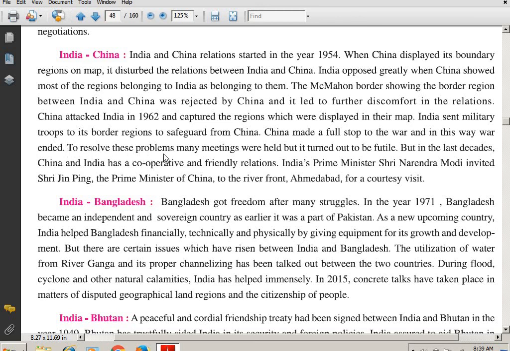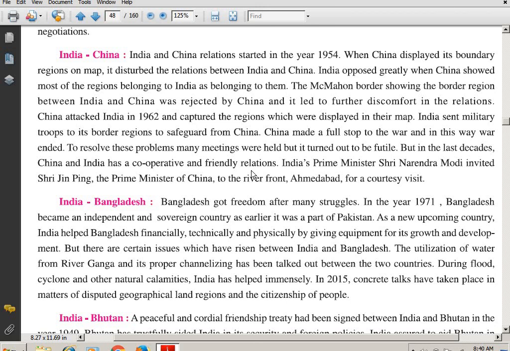To resolve these problems, many meetings were held, but it turned out to be futile. To solve this problem, many meetings had been called, but it was useless, it was futile, it was in vain, it did not work out. But in the last decades, China and India have had cooperative and friendly relations. So in the last decades, that is from the last 10 years, we have been seeing that the relation between India and China is cooperative, a little friendly.